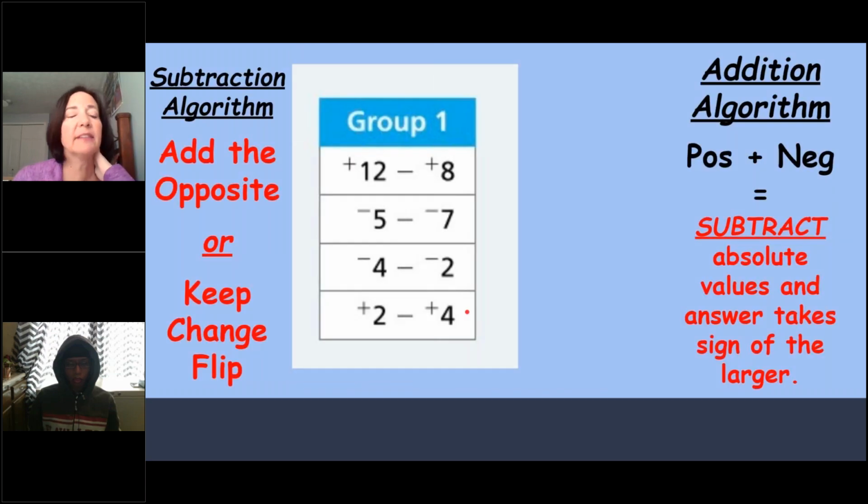Okay, but now we're going to practice the algorithm. So these are the same problems we had before, but this time, instead of thinking about the number line, we're going to say, well, I want to add the opposite.